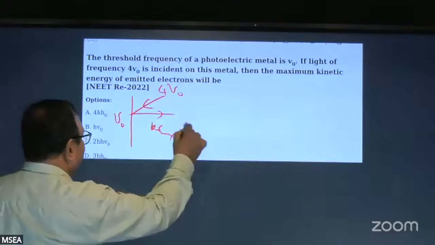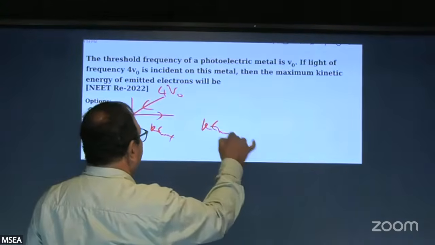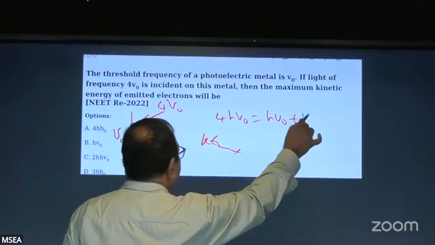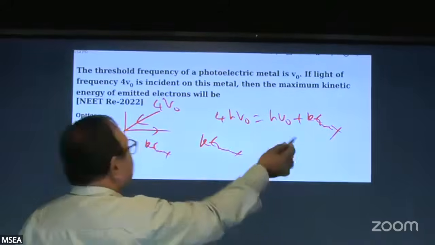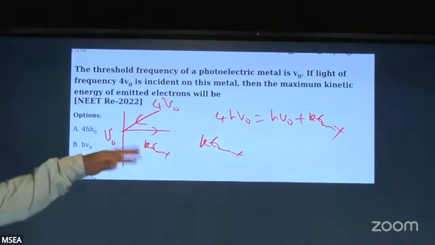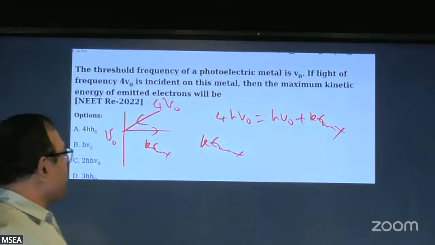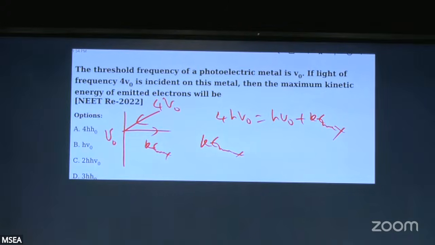Ke max is asked. Therefore, 4 h nu naught is equal to h nu naught plus Ke max. From that we can get Ke max. So just take this set, and we'll get the answer. This is a very simple question. Previously they asked about stopping potential, which we can write as eV naught. And we can also see questions about the graphs. Then we move on to the next slide.